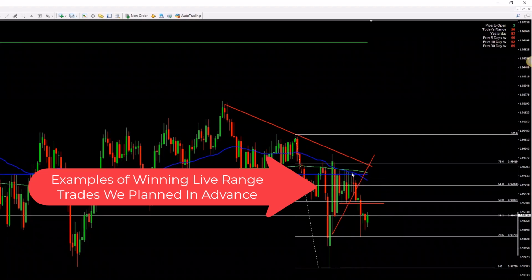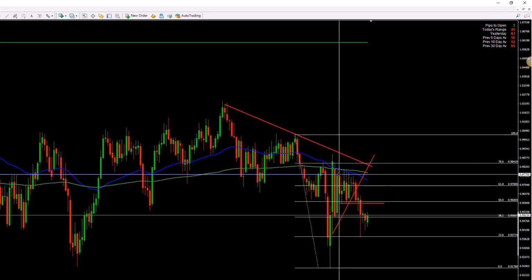shorted every time, and this is what we were doing at the time, was looking to short at the top. You would be looking to short up here, you put your stop there, and this was going 180 pips each time. So that is a really good example of a range.